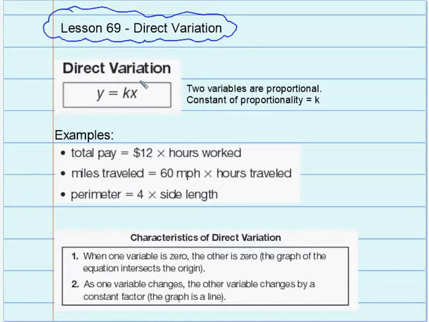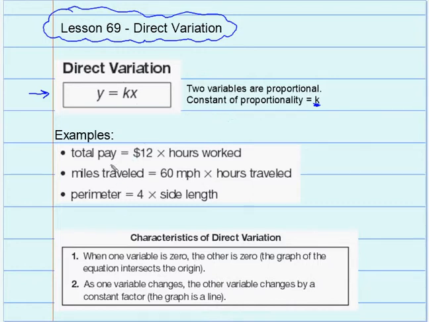Direct variation has an equation that looks like this. It's going to be y equals kx, where two variables are proportional, and the constant of proportionality is that k. It looks like a variable in that it will change in each equation that's used, but it's still a constant, meaning it doesn't change within the scenario that we're talking about.